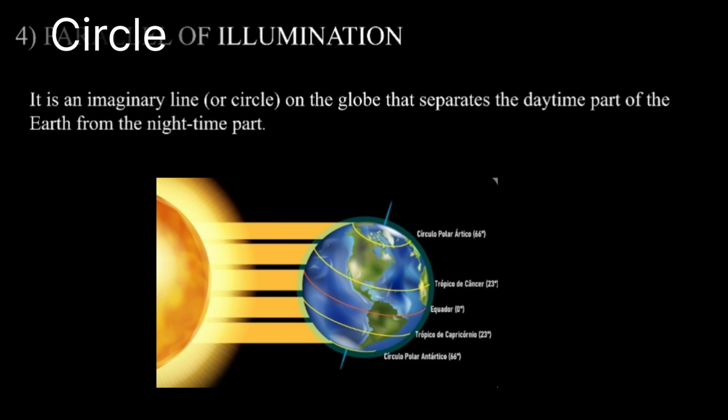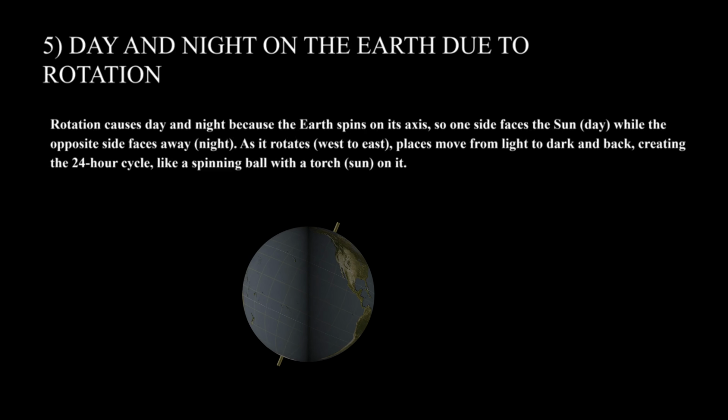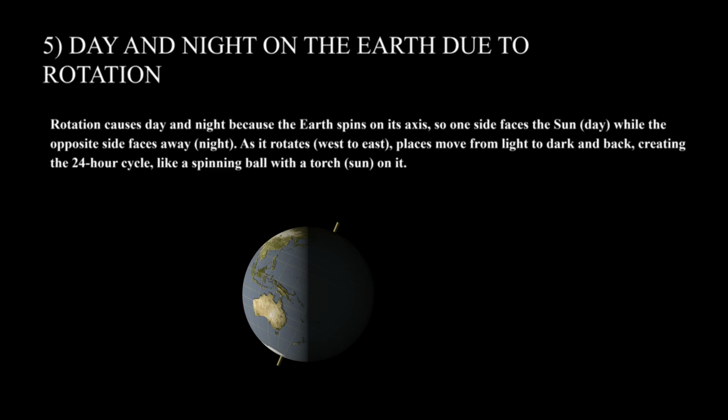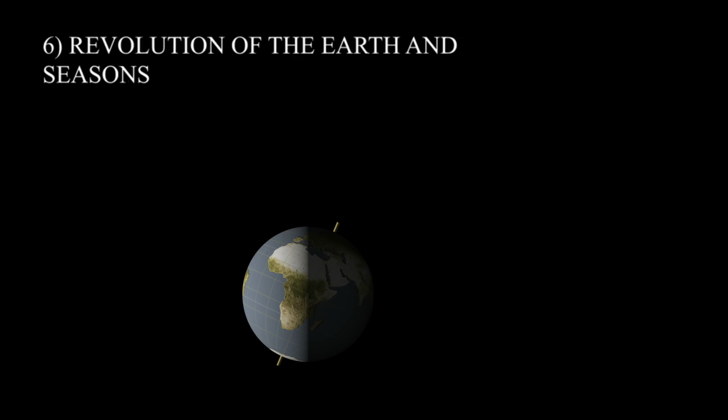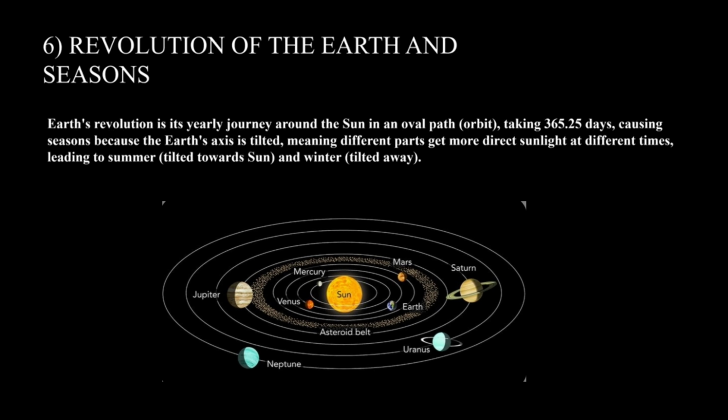Next concept is day and night on the earth due to rotation. We have already seen this. Rotation causes day and night because the earth spins on its axis. So one side faces the sun while the opposite side faces away. That has to be night. As it rotates, places move from light to dark and back, creating the 24-hour cycle, like a spinning ball with a torch on it.